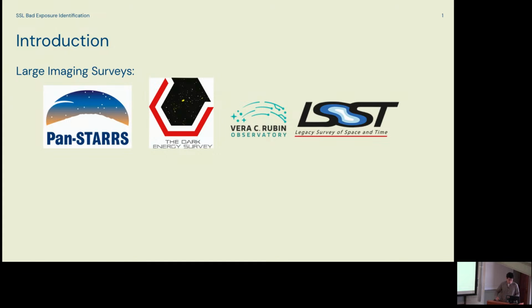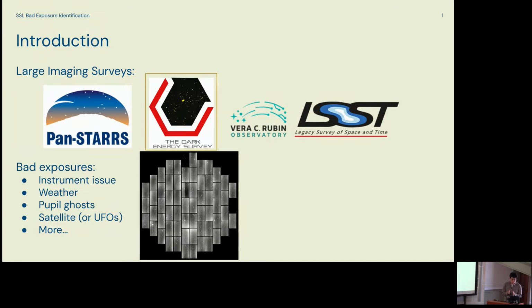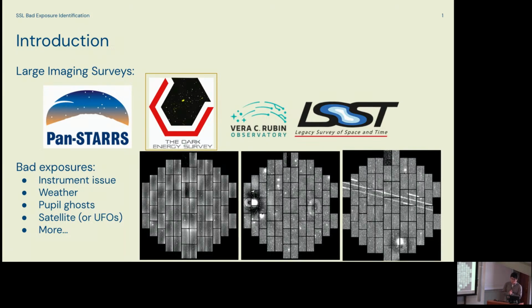So I first want to talk about some examples of bad exposures. For example, we could have bad exposures caused by instrument issues, weather, pupil ghosts or satellites. All the exposures I'm showing here are from DECam. The first one is more like a transparency issue. Sometimes we have ghost pupils, where you can see the internal reflection of the white stars here. We could also have satellites, and hopefully not UFOs, leaving streaks.